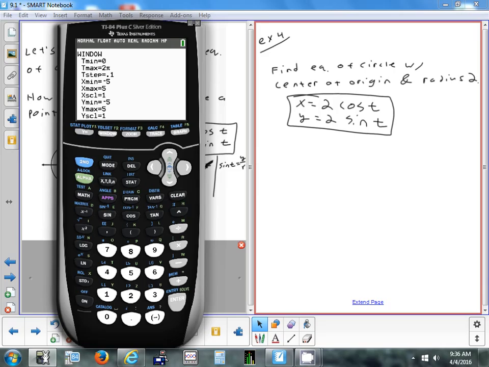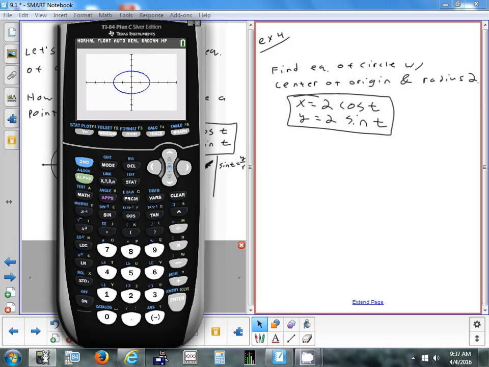All right. Now for t-step, leave it at 0.1. That's okay. I'll do it in degrees after just to show you how that works, but the window should be fine. We're just drawing a circle with a radius of 2. Tmax has to go from 0 to 2 pi. So 2 pi. If you hit graph, you should get a nice circle.